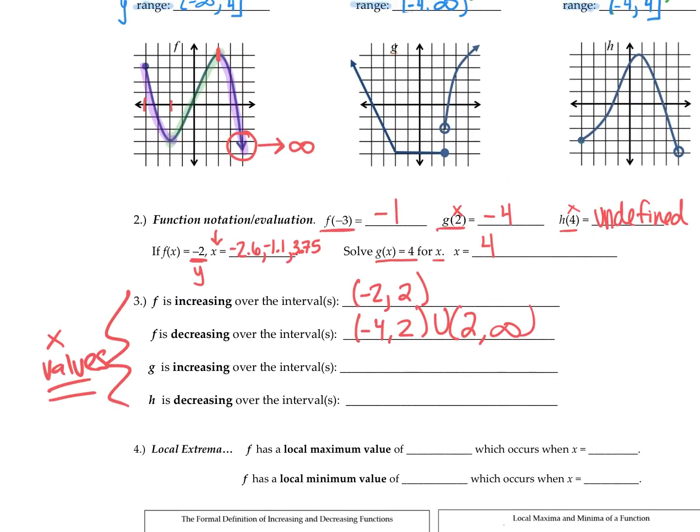All right, when is G increasing? So let's look at G. I can see G is increasing from here to here. It is not increasing, it is decreasing from here to here, and then constant from here to here. So it is going to increase from 2 to infinity.